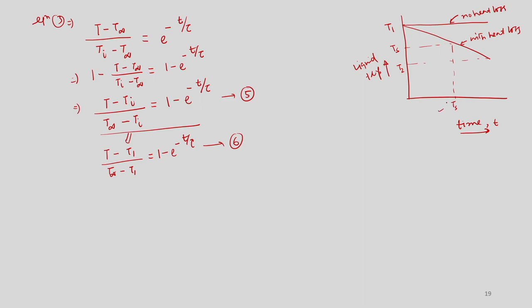During this condition, the storage period is the time at which the temperature decreases to Ts. So, this is the storage time, this is small t, and temperature is Ts. Under this condition, this equation can be further modified into Ts minus T1 over T infinity minus T1, which is equal to 1 minus e to the power of minus t by tau. So, here t can be replaced by Ts. This may be equation number 7.